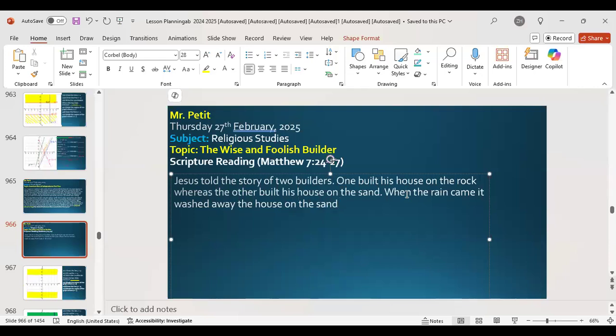But the house on the rock. What happened to the house on the rock? It stood firm. Very good. On the rock. Stood firm.